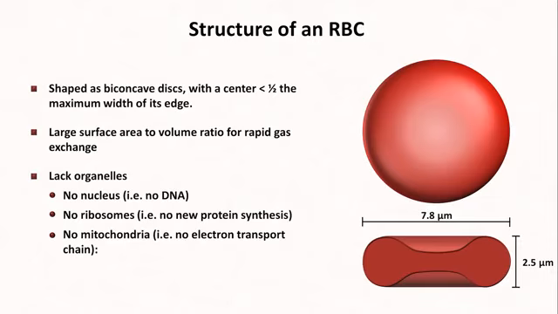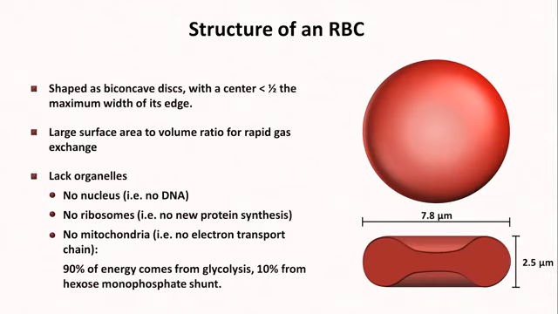So where does this energy come from? About 90% comes from glycolysis, and about 10% comes from the hexose monophosphate shunt.